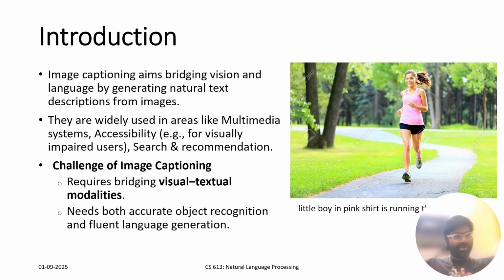Coming to the introduction, image captioning is nothing but, for an image, we use an LLM to generate a caption automatically. It's not just an LLM, we can also generate captions manually. That is what image captioning is. It is widely used in multimedia systems and accessibility. It can also help visually impaired users, and it can be used in search and recommendation systems.